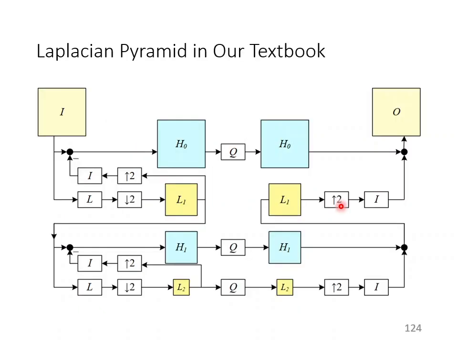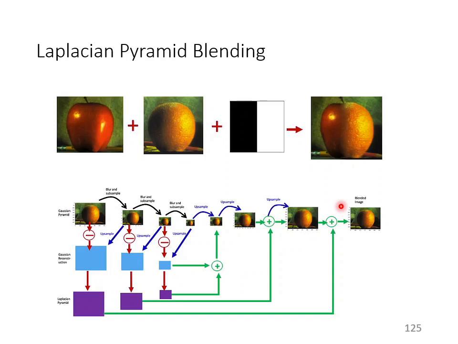So what can it be used for? This is the example. It is called Laplacian pyramid blending. So this is an apple, and this is an orange. If we use the left half of the apple and the right part of the orange through a Laplacian image pyramid, we will get an image. The left half looks like an apple, and the right part looks like an orange.